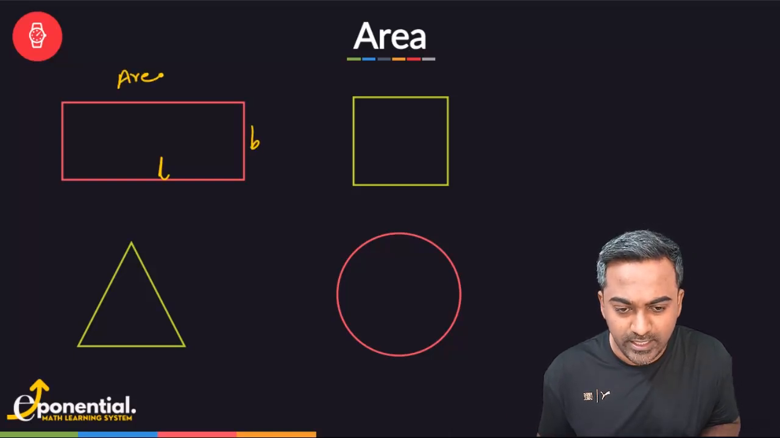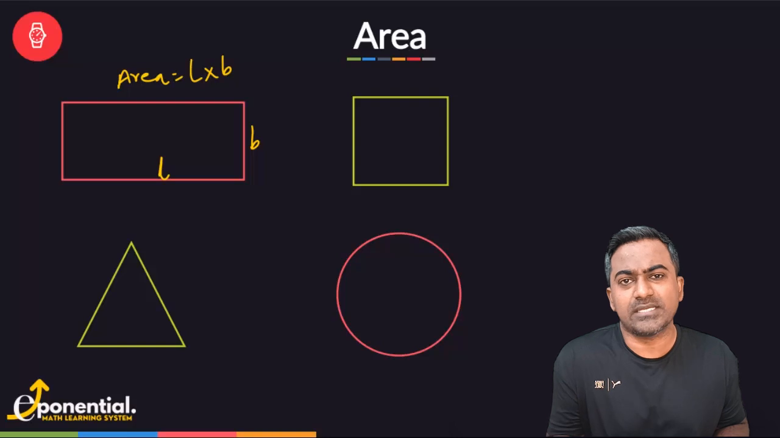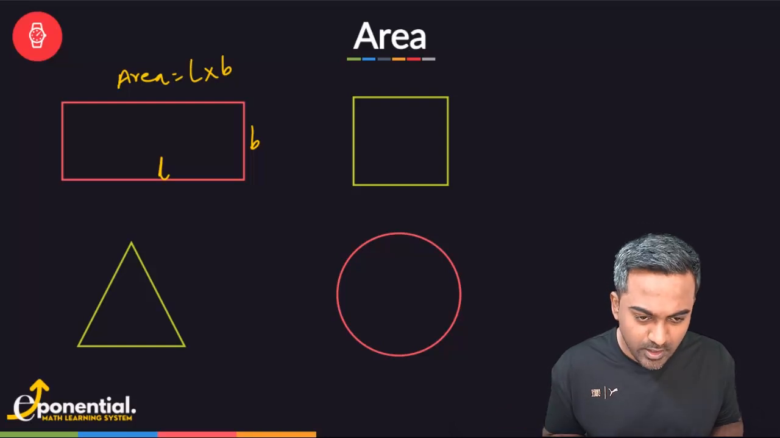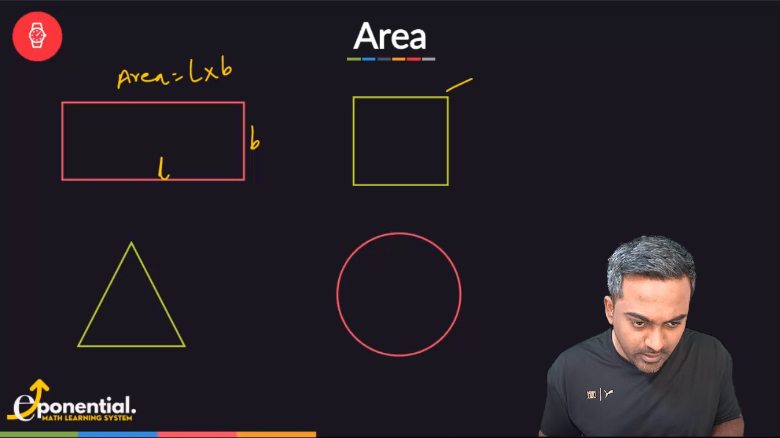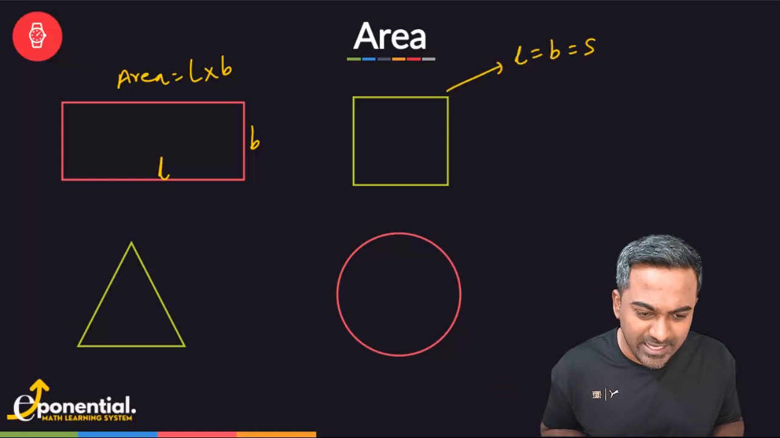The area of the rectangle is going to be the length times width, right? Fairly simple. Now, second one is a square. Now, a square is nothing but a rectangle where the length and the breadth or the width are equal. So this is where your length and breadth are the same. Let's just go ahead and call it some S.